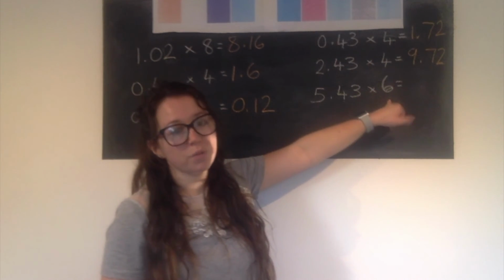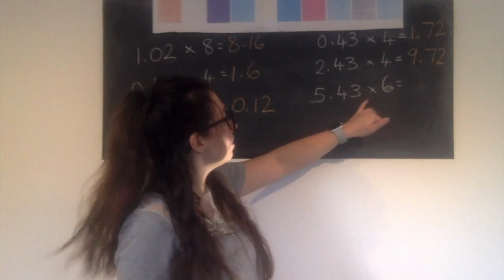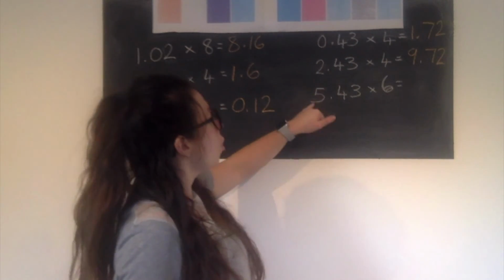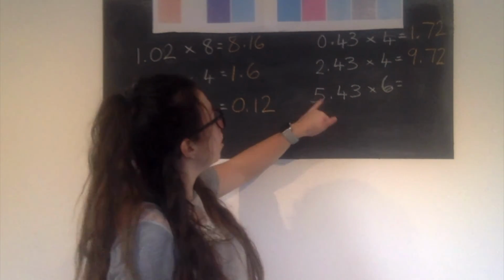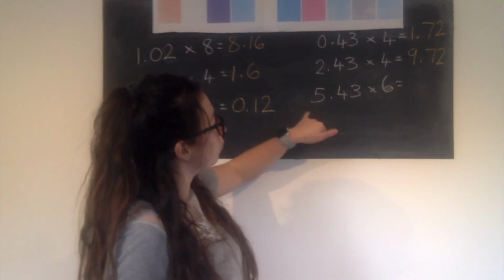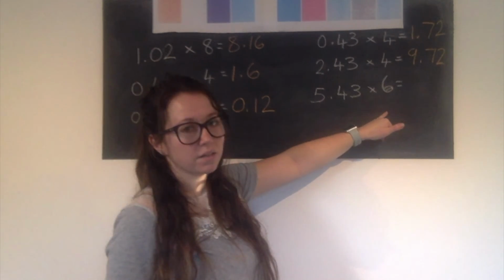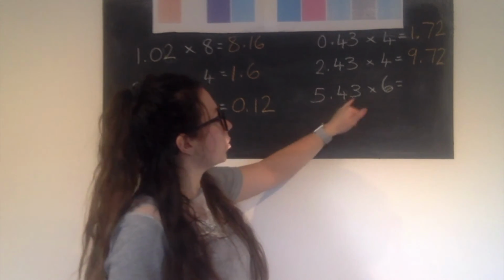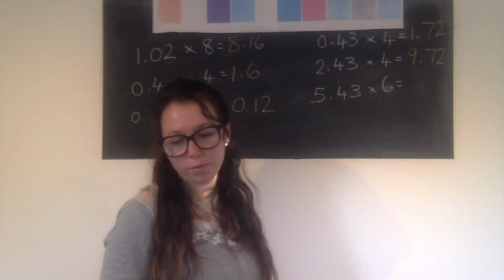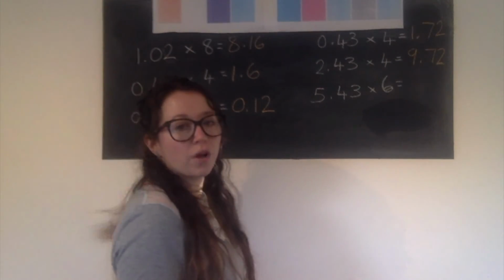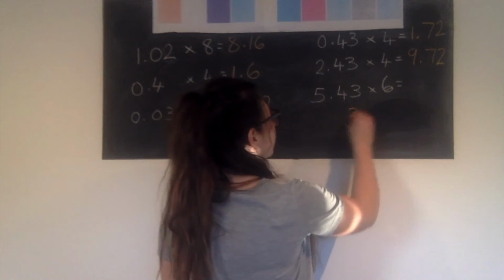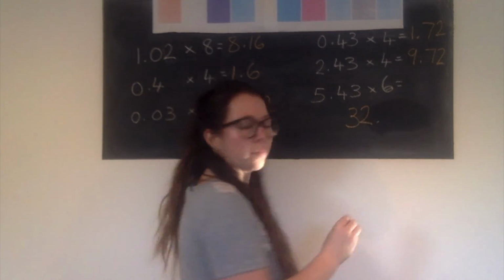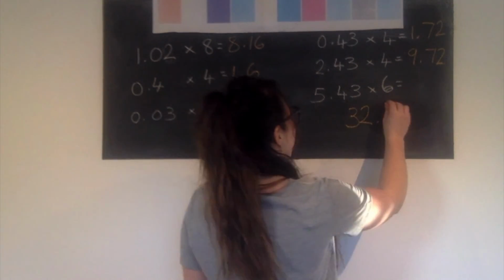And this time you've got 5 wholes and 43 hundredths, but this time we're multiplying by 6. So it's going to give us a much bigger number. So again, I think that I would have made this 100 times bigger. So you've got 543 multiplied by 6, and then divide your answer by 100 again, so make it 100 times smaller. The answer you should have got for that one is 32.58.